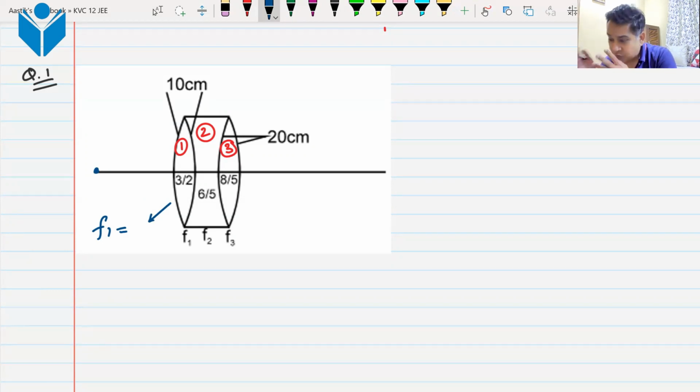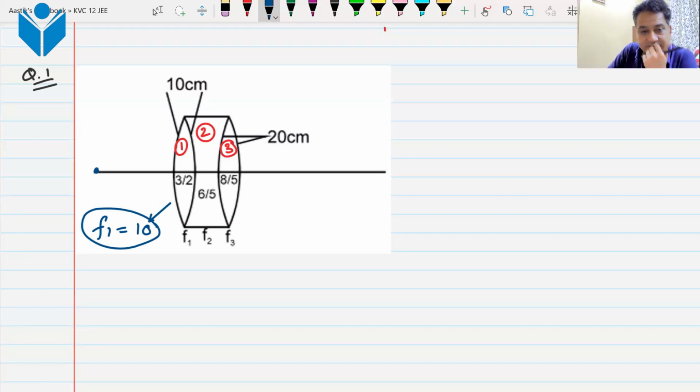That's the difference between you and me. You don't study when you go back home. You don't see what we have done in the previous class. If you would have remembered, this question would have been done very simply. The value of F1 is 10. Yes or no? Did you get it? Yes, sir, or no, sir? How did I write it without calculating?